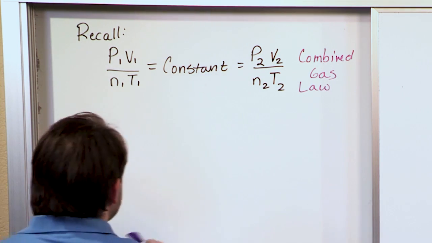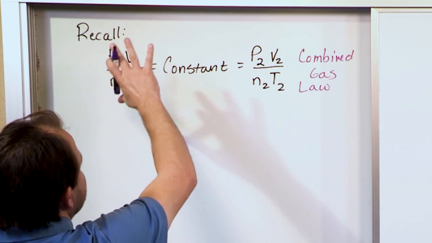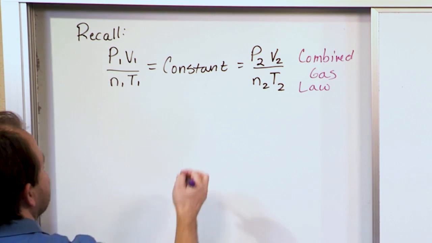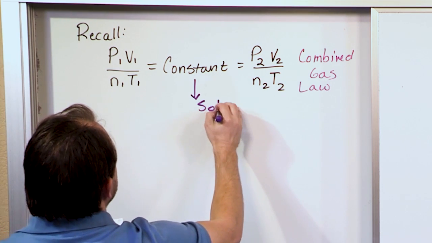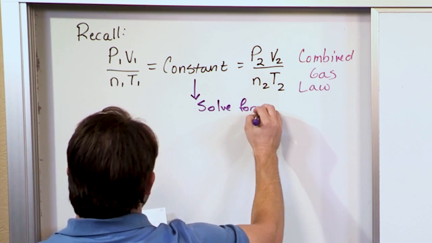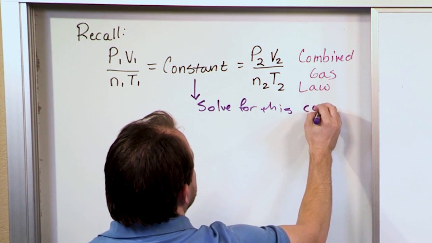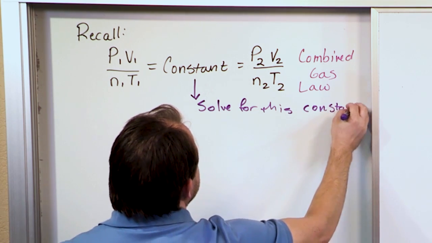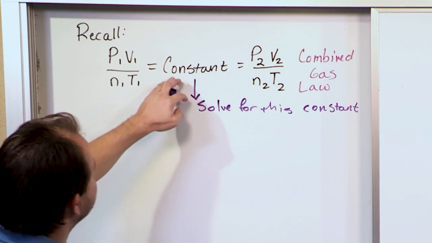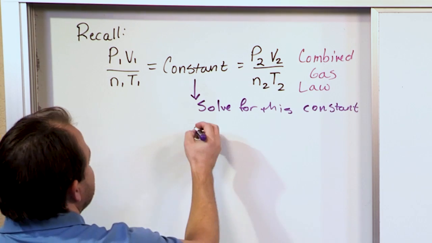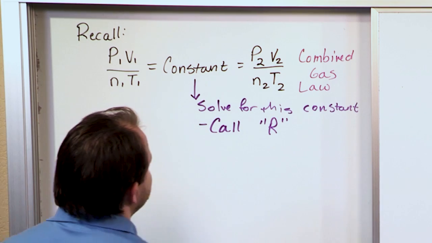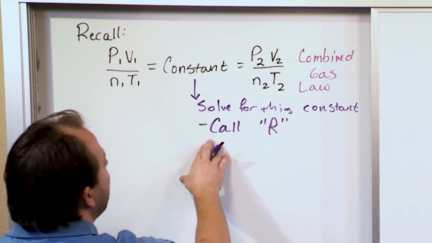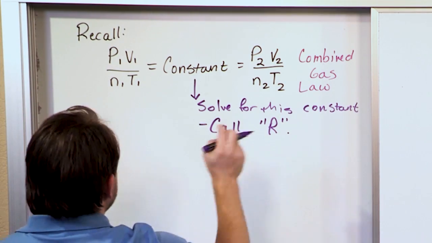Okay, but now what we want to do is derive what we call the ideal gas law. So we really want to find this constant. We want to solve for this constant. And what you're going to end up finding is it's going to be called the universal gas constant. Okay, so we're going to call the constant capital R. You'll see that in your chemistry book. We want to call this gas constant R, capital R.